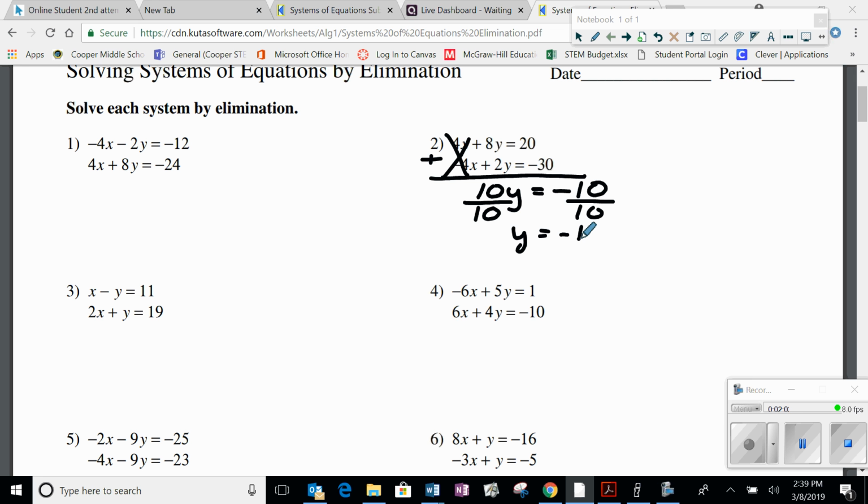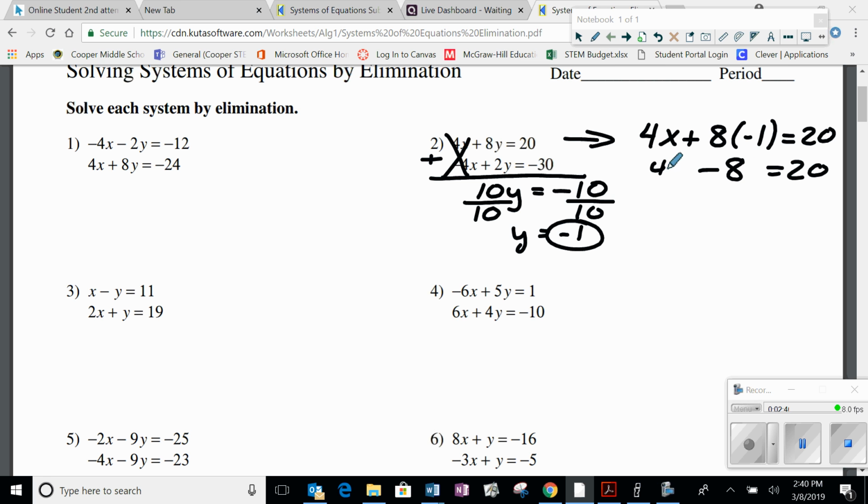But I'm not finished because I have to go back and find my x value. You can either go back to the first equation or the second equation. It does not matter. And you're going to substitute negative 1 in place of y. So I'm going to use the first equation, and I'm going to have 4x plus 8 times negative 1 equals 20. Okay, so now I have to multiply 8 times negative 1, and I get negative 8. Bring down the 4x.